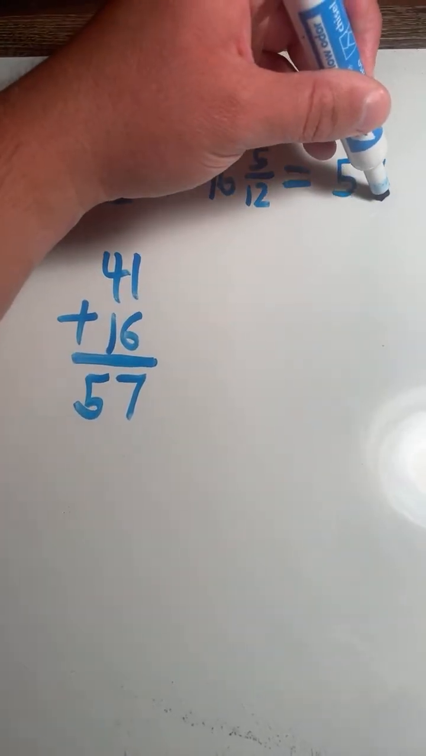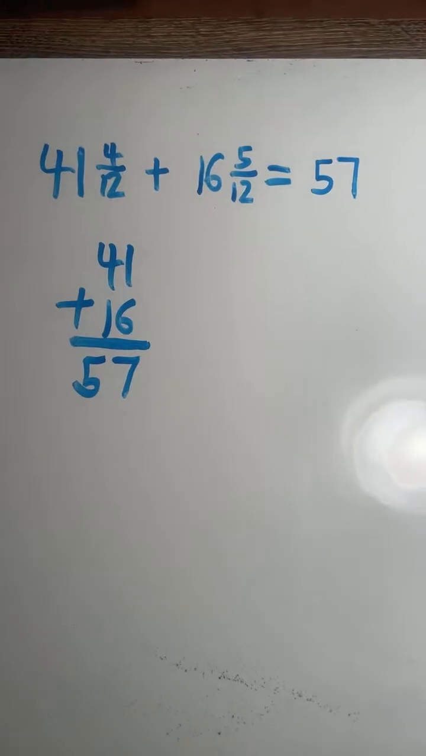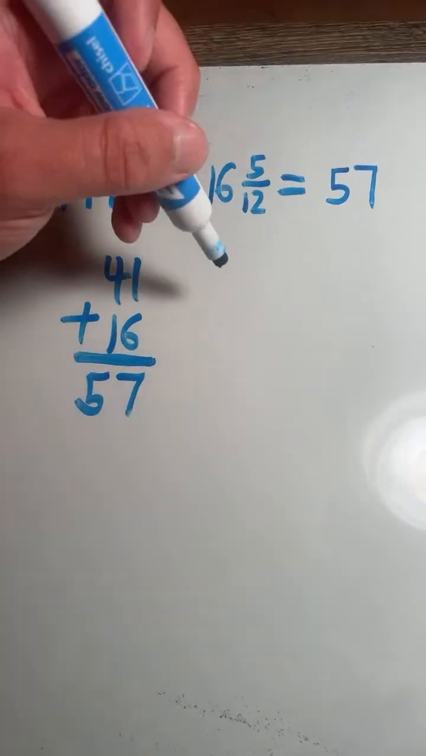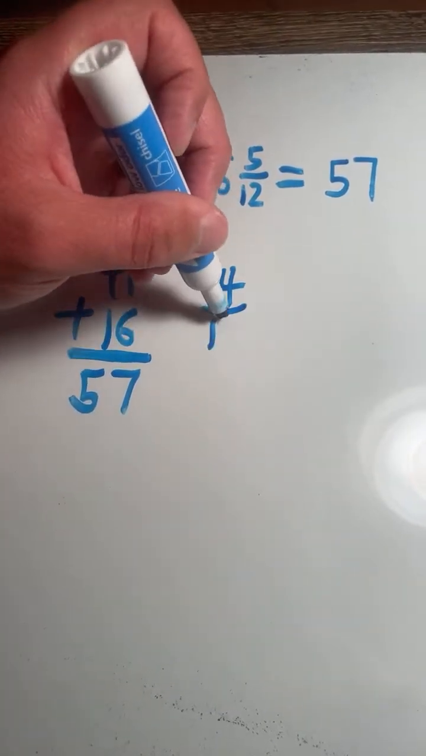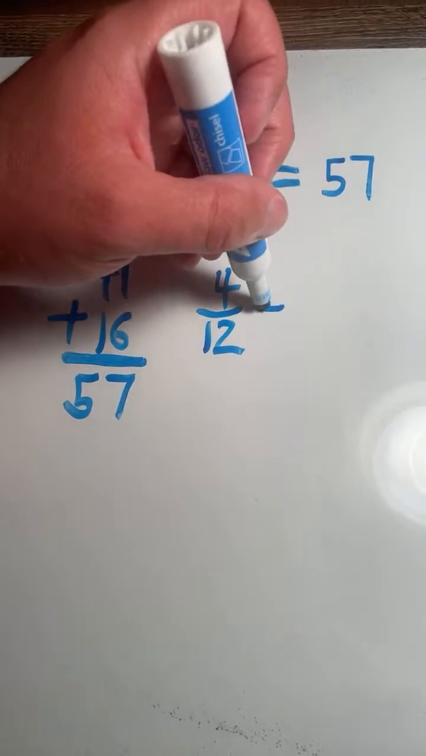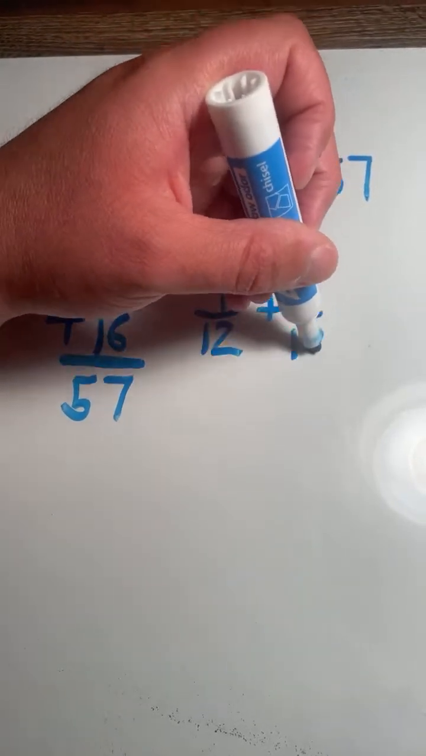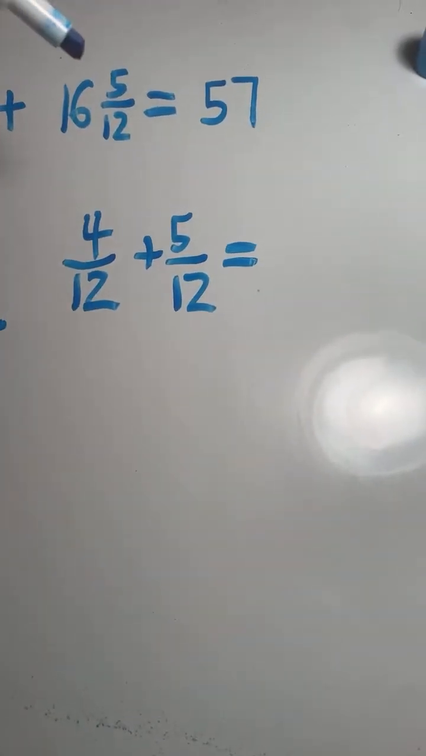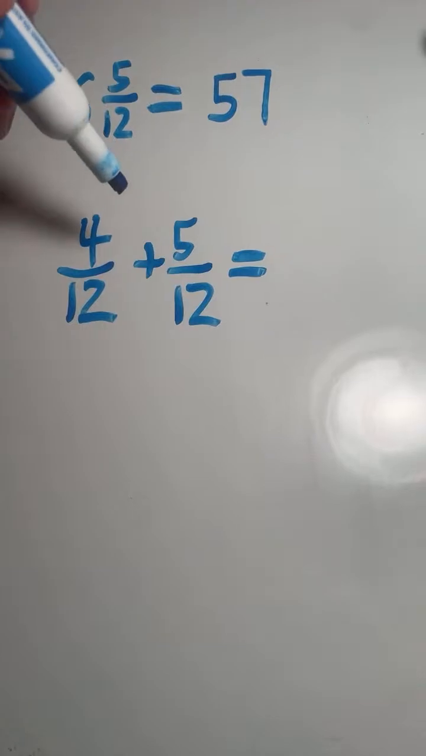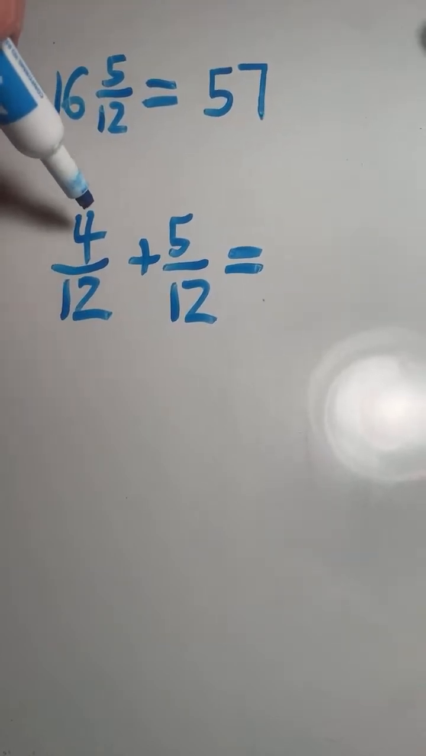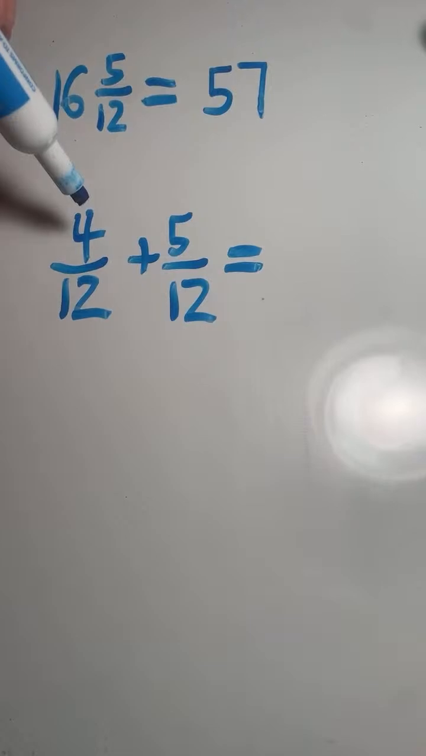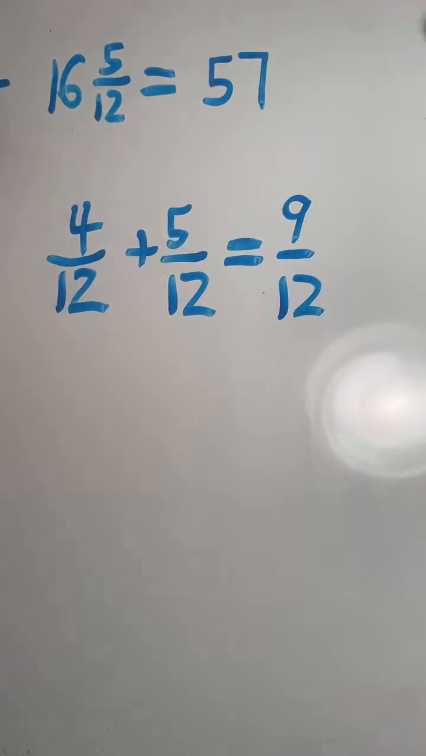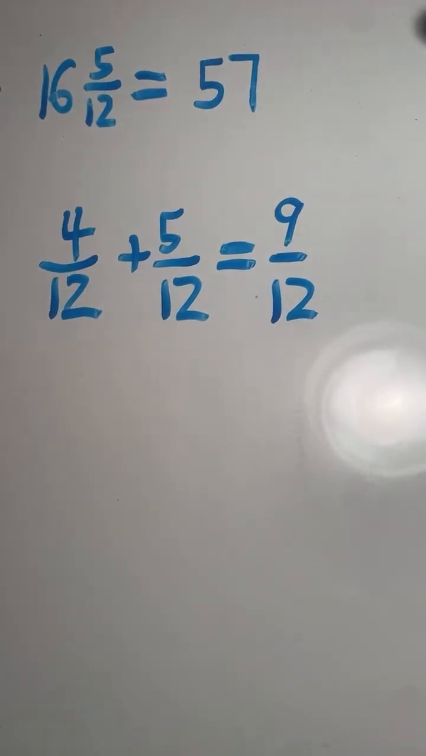Next, we have to add our fractions. You can put both the whole number and the fraction on the top at the very end, or you could do it step by step. Either way works. But let's add our fractions now. As long as you do both steps, either way works. 4/12 plus 5/12. 4 plus 5 equals 9. Our denominator stays the same. 4/12 plus 5/12 equals 9/12.